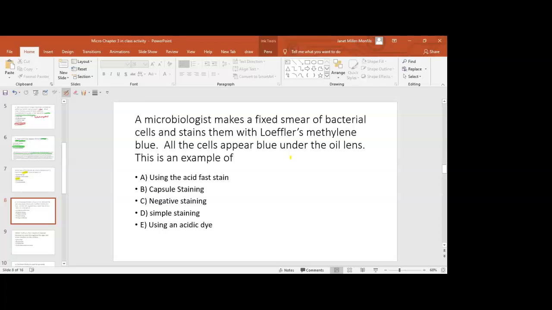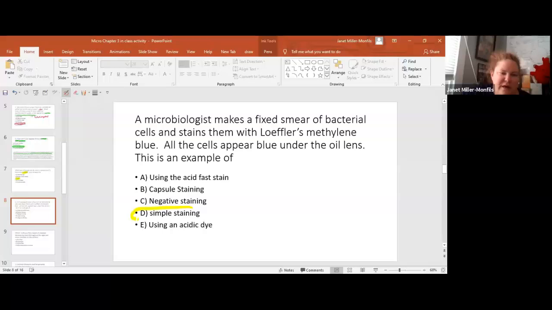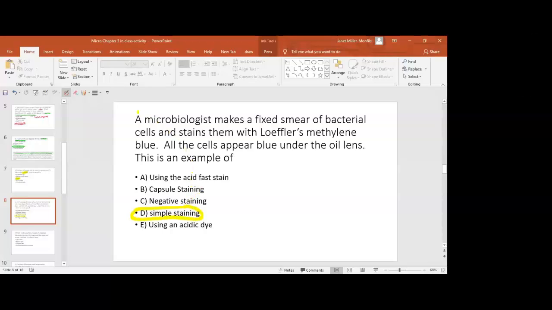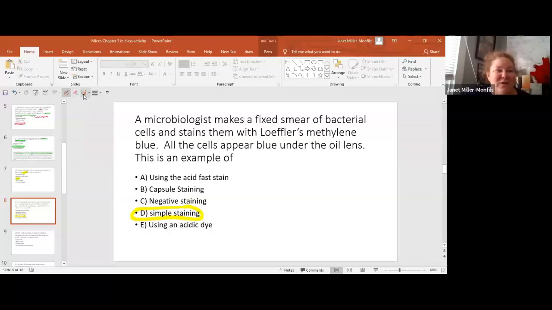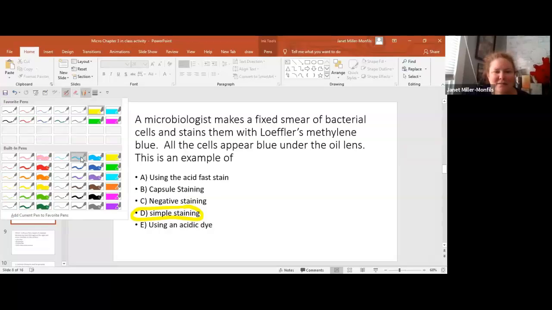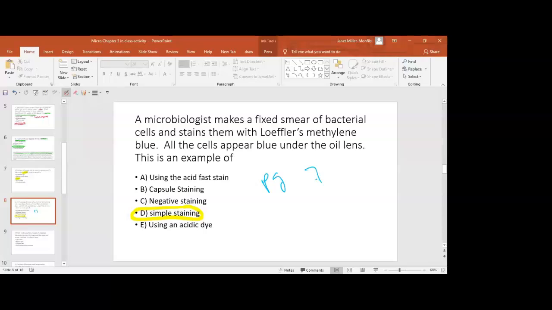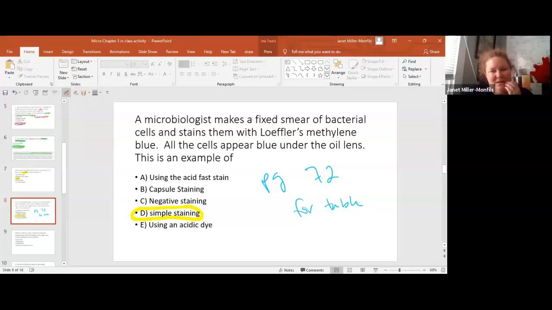Is it simple staining? It is. Good job. Did you use a table for that, or was that a good guess? I used the table. I can't lie. Awesome, I'm glad you did. What page was the table on? I think it's on 72. I can't wait until I get my actual book instead of the online version. But yes, good job. All right.